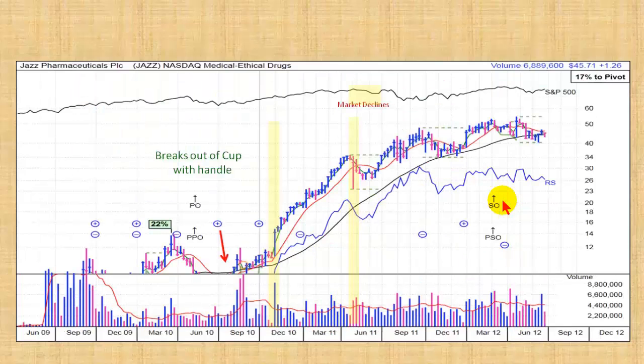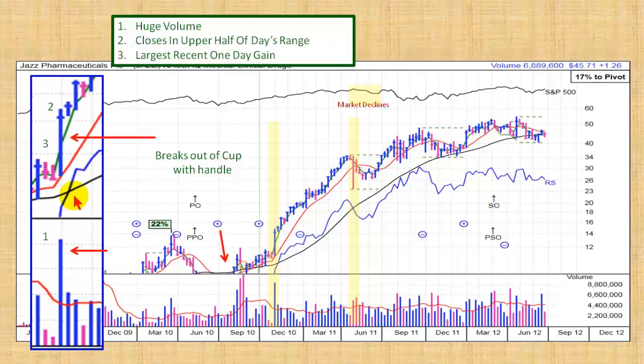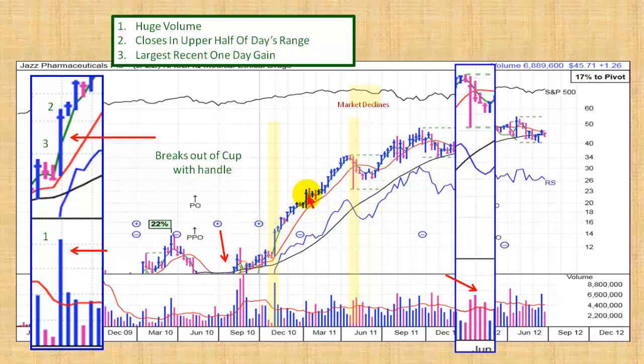Let's take a quick look at Jazz Pharmaceuticals. It also had a great run up. When it broke out, it was on huge volume. It had a wide range bar to the upside and closed in the top part of the day's range. It made this nice run up. Then the market began to decline.